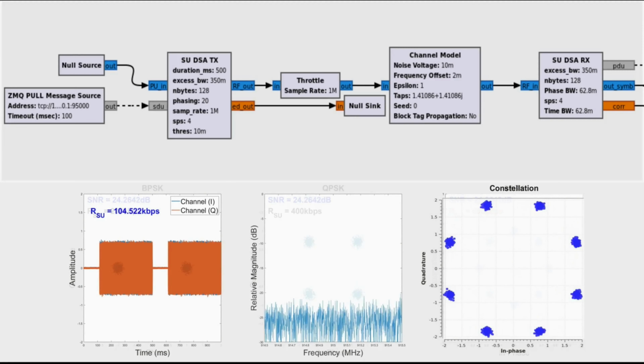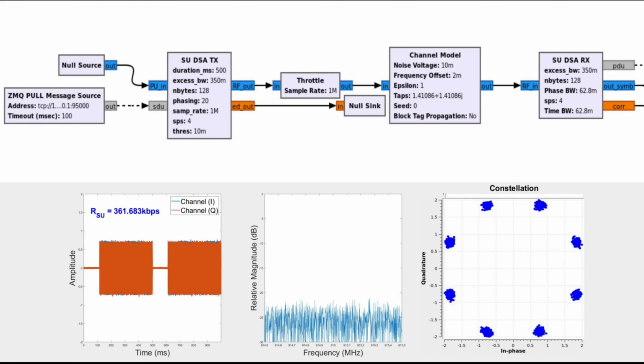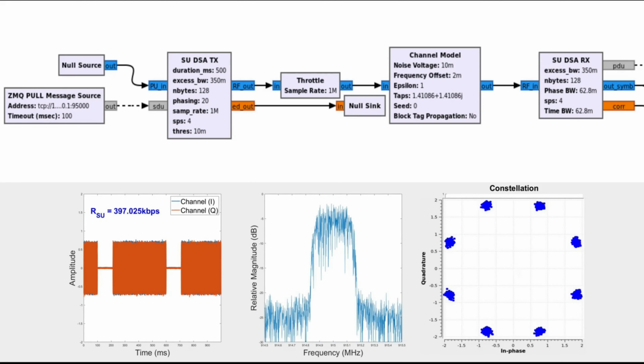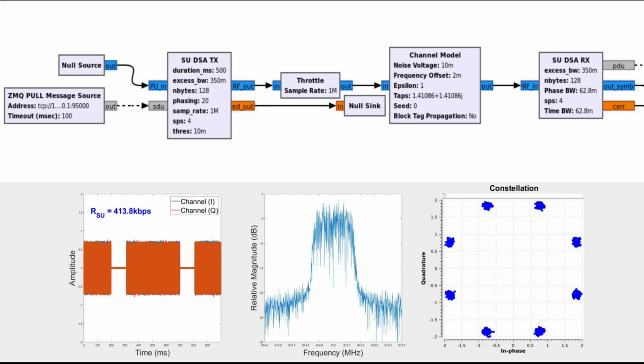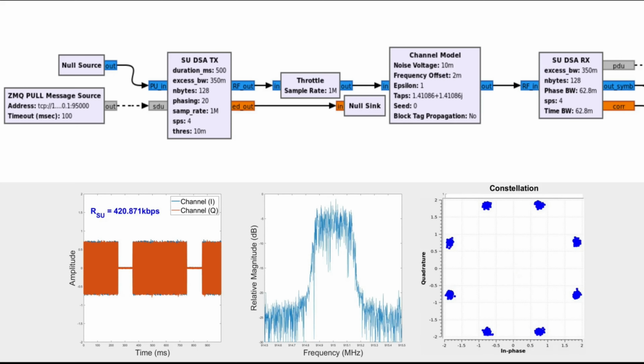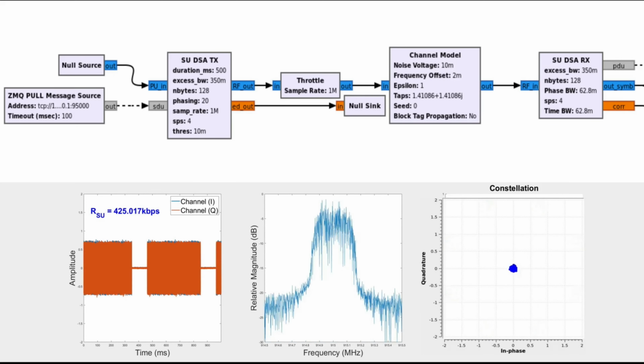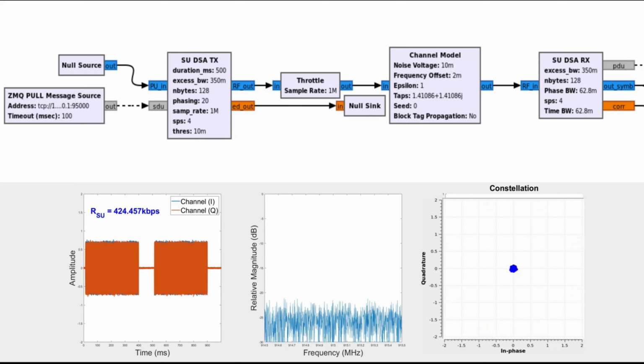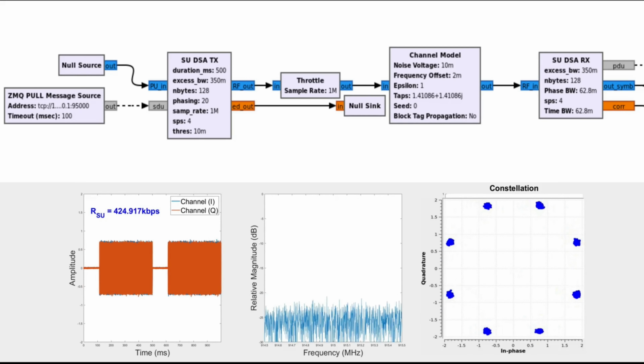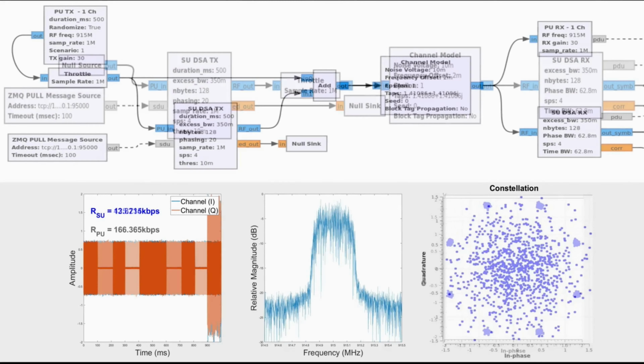Next, we validate the standalone secondary user. The flow graph on the top shows our transmitter and receiver connected to the channel model. The bottom shows the time domain plot with the corresponding throughput of our system. It is seen that our achieved throughput is roughly 2/3 of the theoretical due to the system's bursty nature.